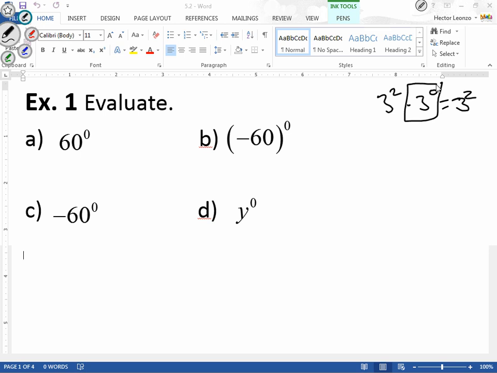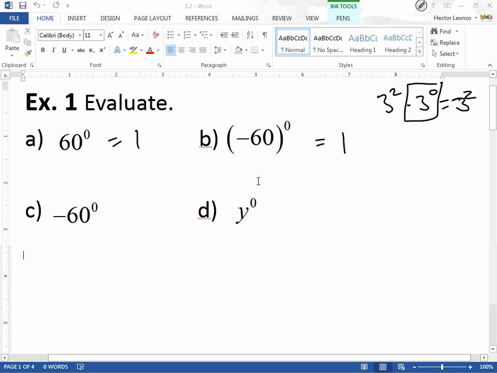But we learned that in multiplication, the number that does nothing is 1. So anything multiplied to the 0 power is going to equal 1. So I have, for example, here, 60 to the 0, I'm going to say it's 1. Anything to the 0 powered, it's 1. Negative 60, all to the 0 powered, I'm going to say it's 1. Even though my base is a negative number, anything to the 0 powered is 1.